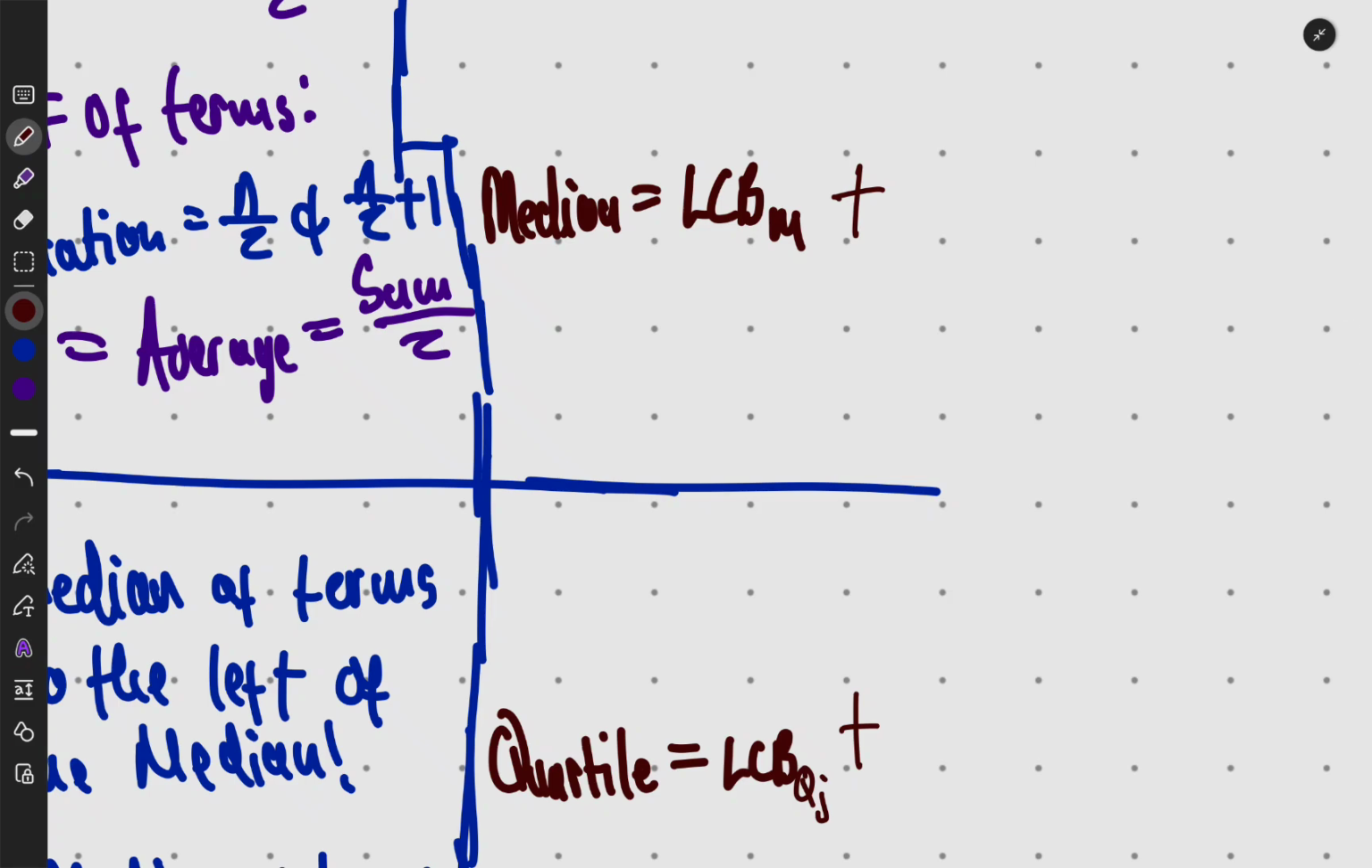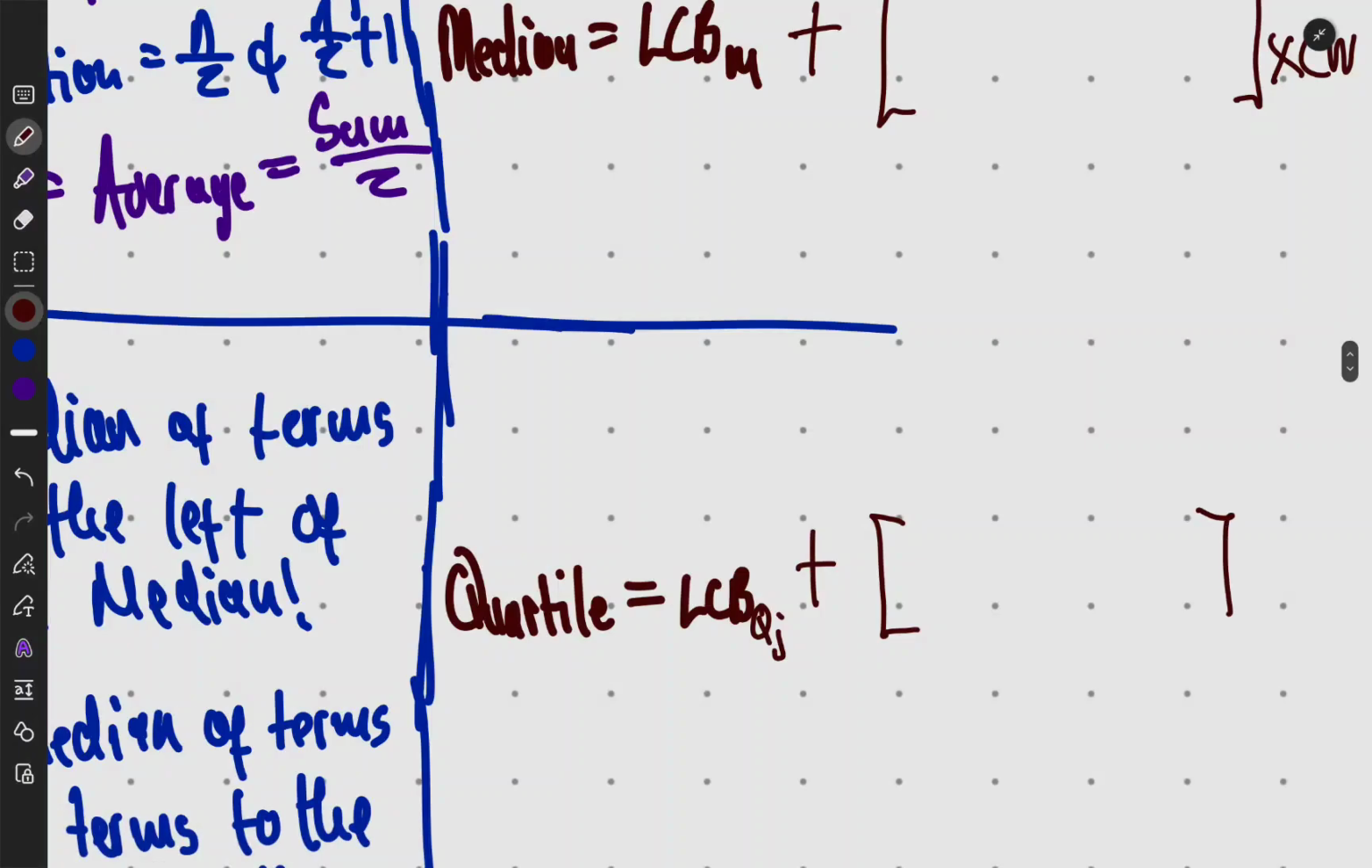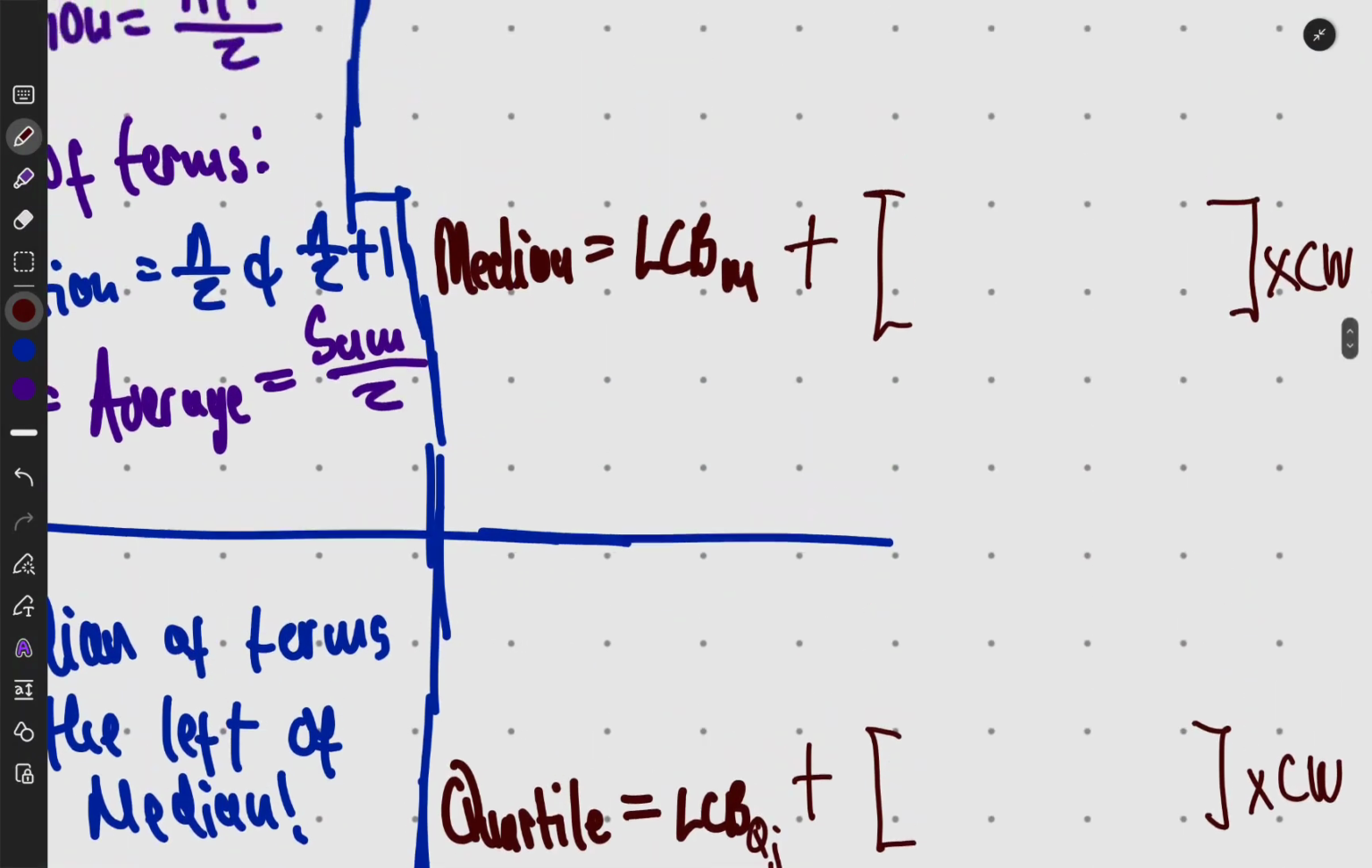So the formula starts with the lower class boundary. Then you say plus. Then you put a big fraction. Then at the end you multiply by class width. Then you put a big fraction again here. Then at the end you multiply by class width. Okay, that is the same for median. That is the same for quartile.